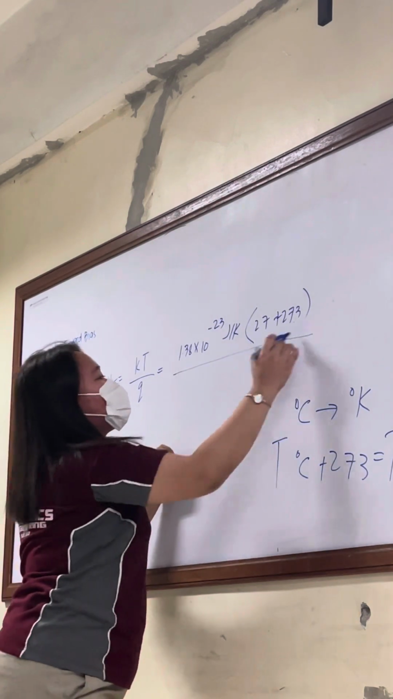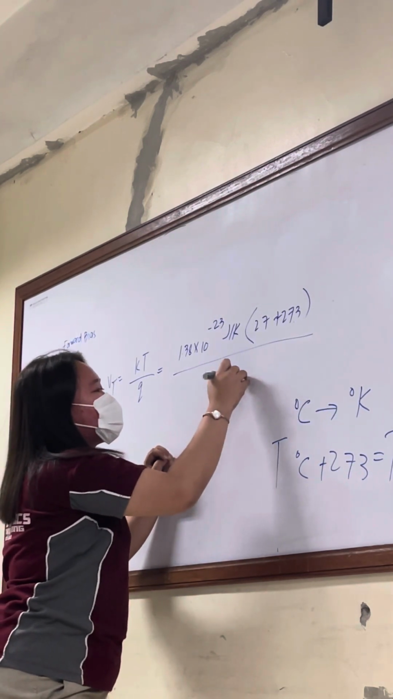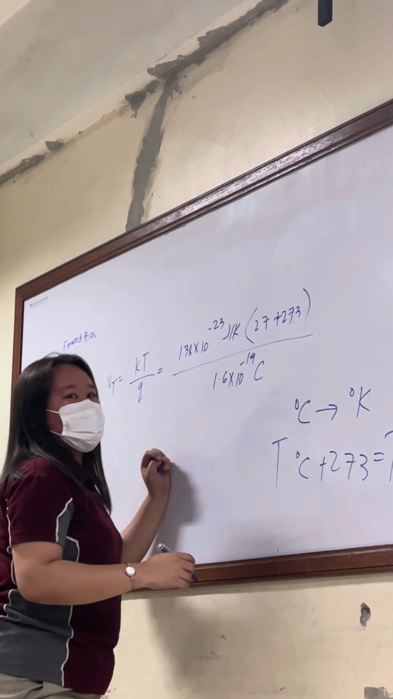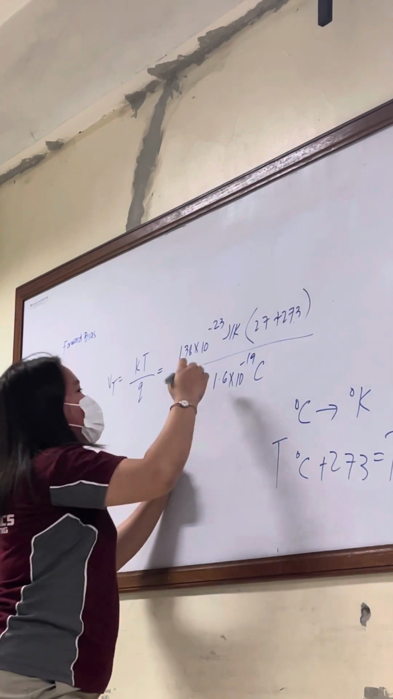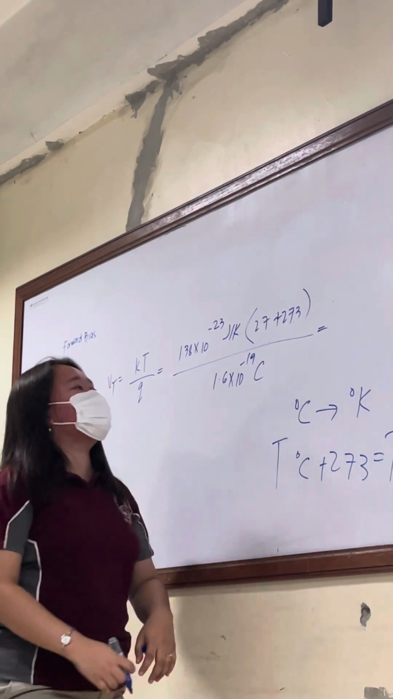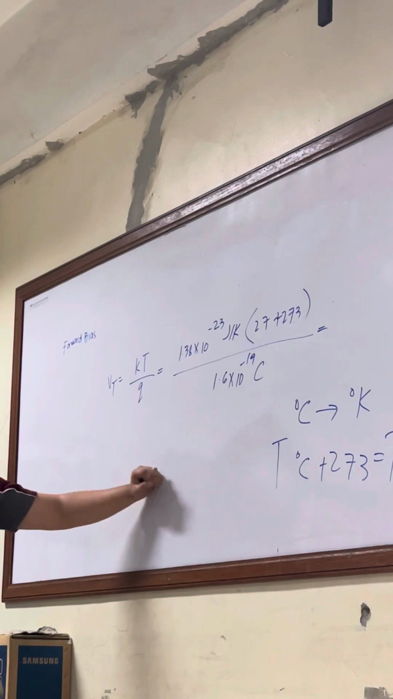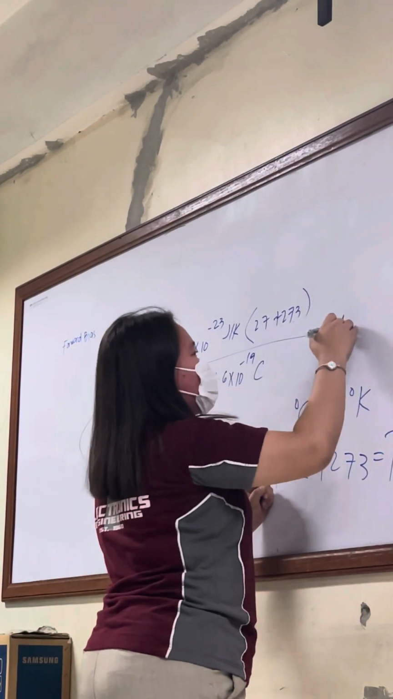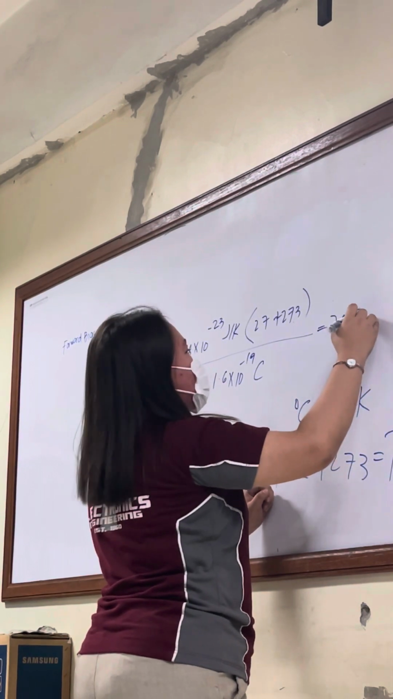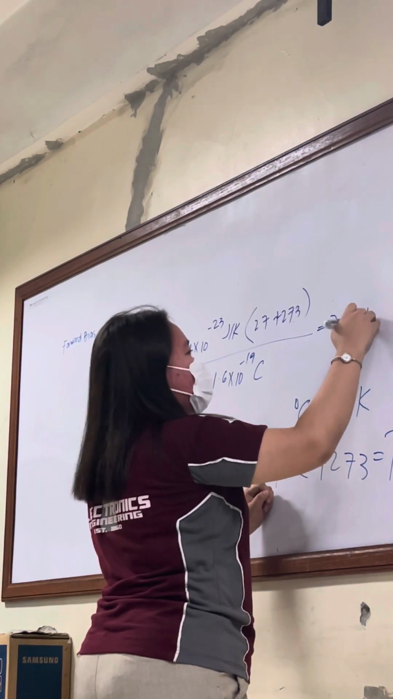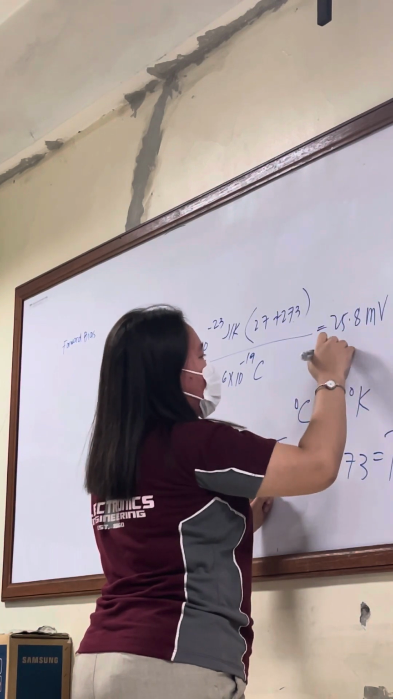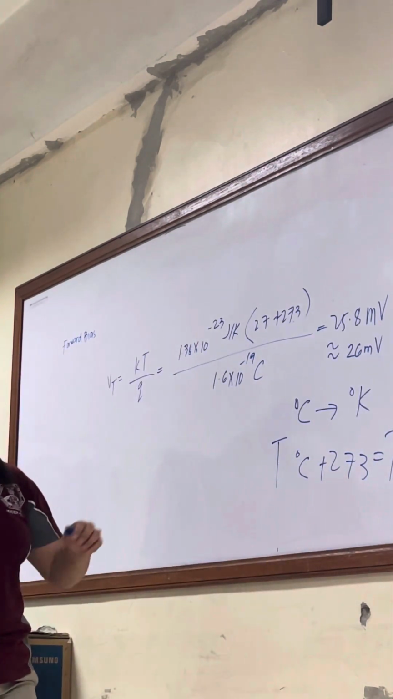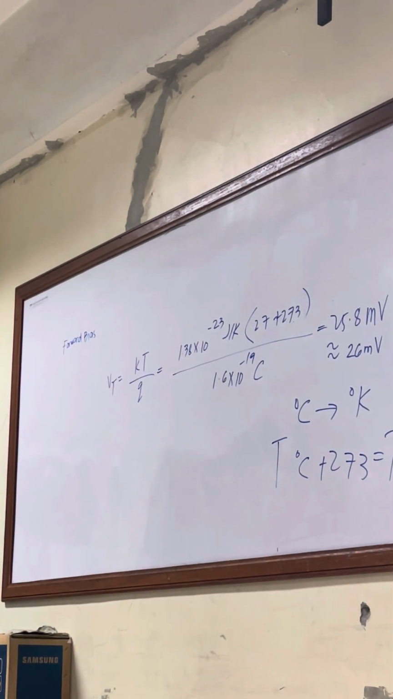All over, what's our Q? 1.6 times 10 to the negative 19. This is equal to 25.89 millivolts, or approximately 26 millivolts. Okay, that's VT. Next question.